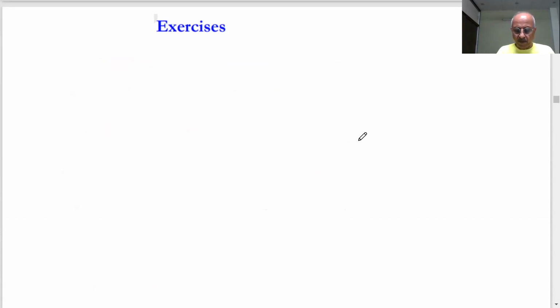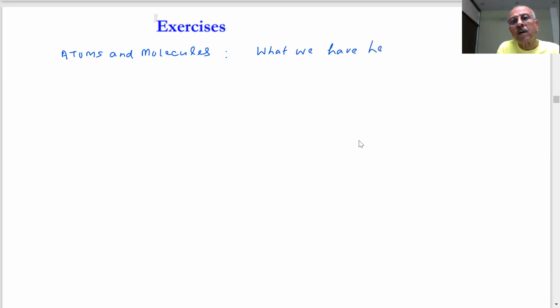As we finish the topic of atoms and molecules, students, it's a very important topic, and we want to solve questions from it. Before that, what have we learned from this chapter? What did we do in this topic?